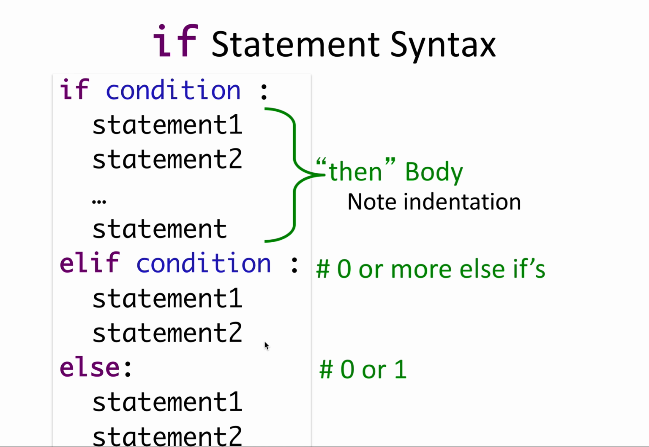Now, for an if statement, at minimum, we need an if condition colon and then some indented statements. We don't need an elif, we don't need an else. These are optional. So we could have 0 or more elifs. We could have a gazillion elifs. We could have a lot of them. We can only have 0 or 1 else though.